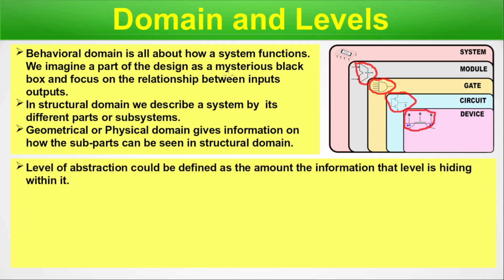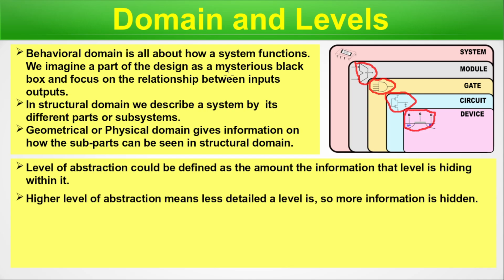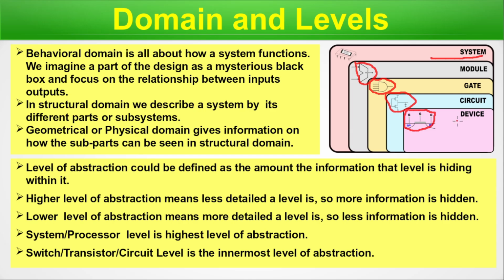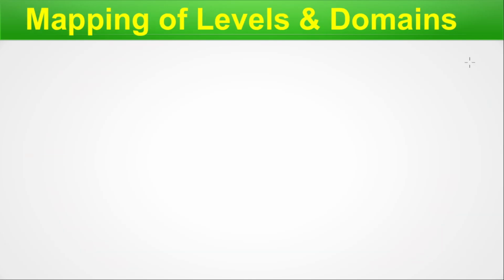Level of abstraction could be defined as the amount of information that level is hiding within it. Higher level of abstraction means less detailed a level is, so more information is hidden. Lower level of abstraction means more detailed a level is, so less information is hidden. System or processor level is the highest level of abstraction. Switch or transistor or circuit level or device level, that's the innermost level of abstraction. Now, mapping of levels and domains.